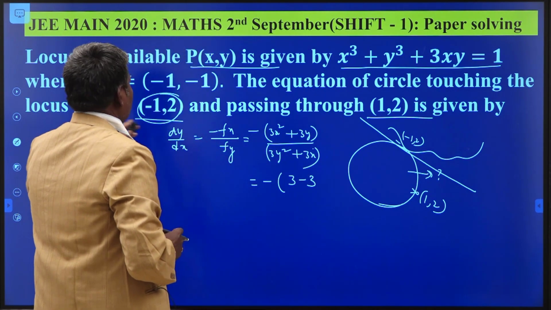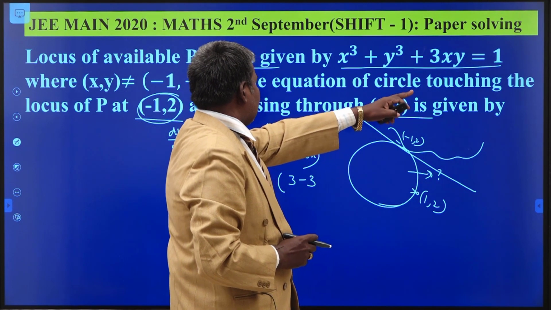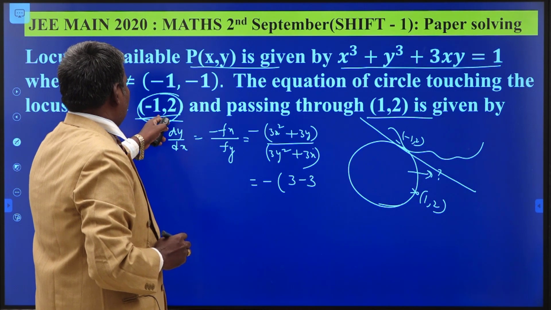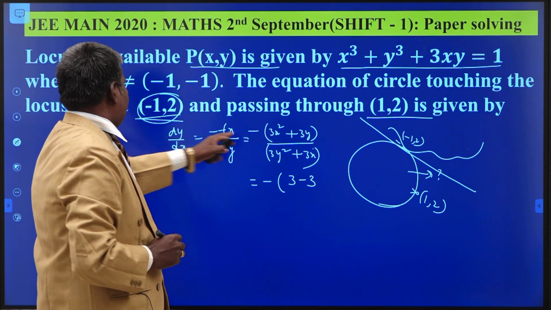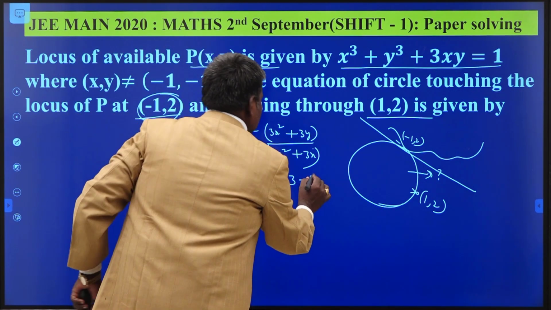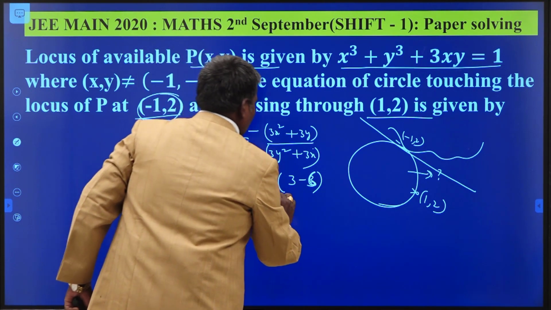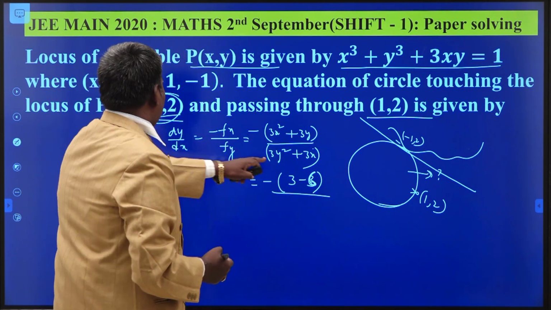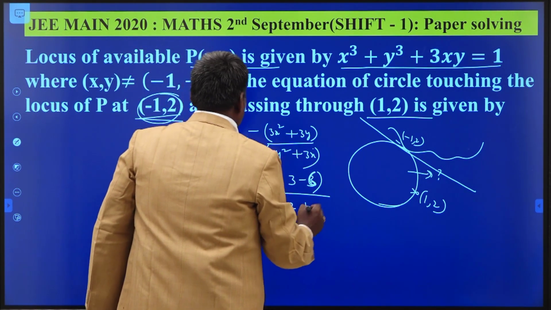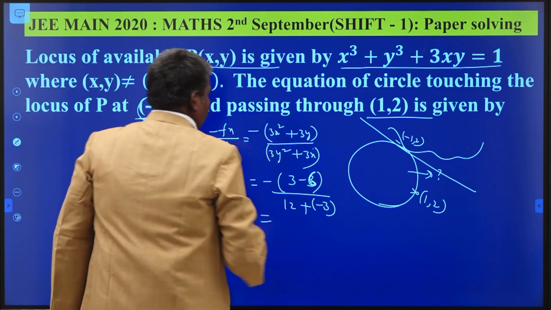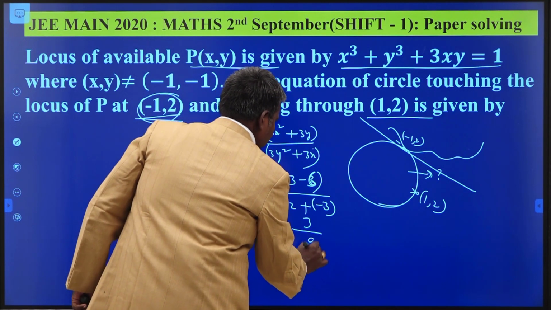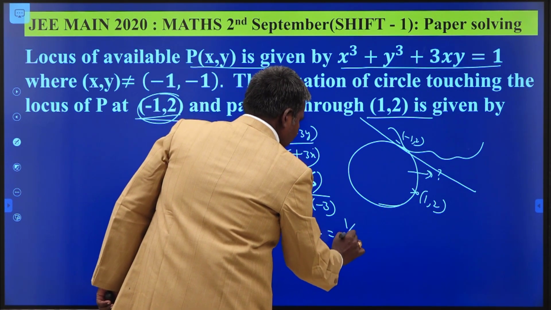We have to find the value at the point it passes through. This is touching the locus of P at (minus 1, 2). So replace x by minus 1. We get the slope of the tangent, that is 3 times x square, that is 3 times 1, plus 3y, 3 twos are 6, whole divided by y square, 4 threes are 12, plus 3 times x, 3 into minus 1, minus 3. That is minus into minus, plus 3 by 9. This is 1 by 3.